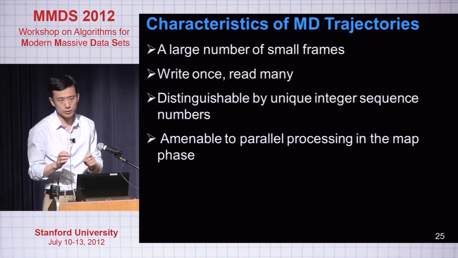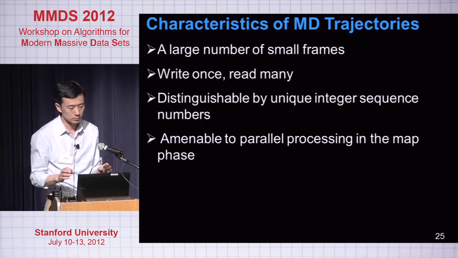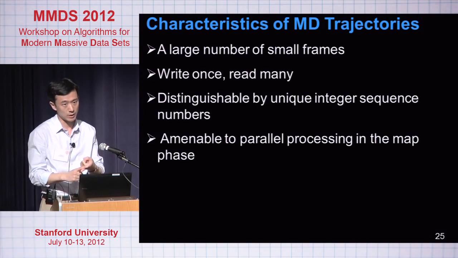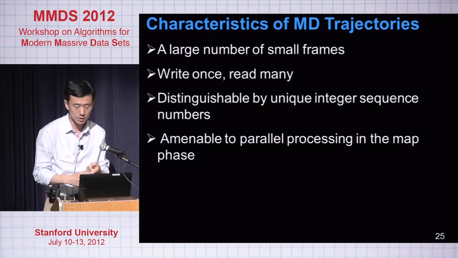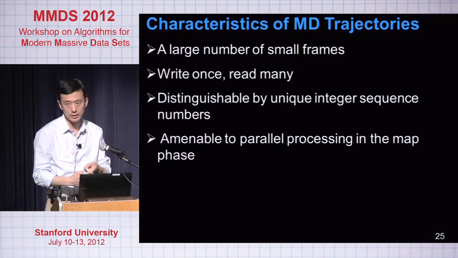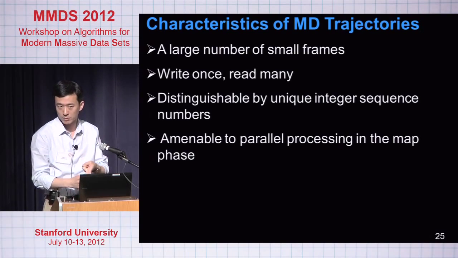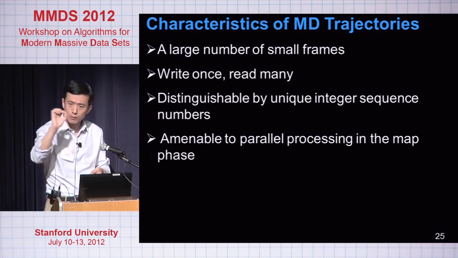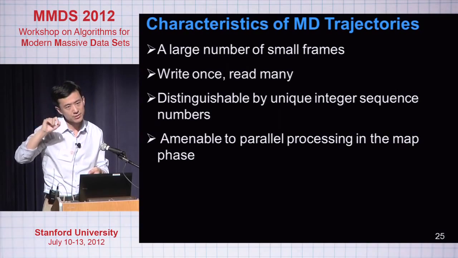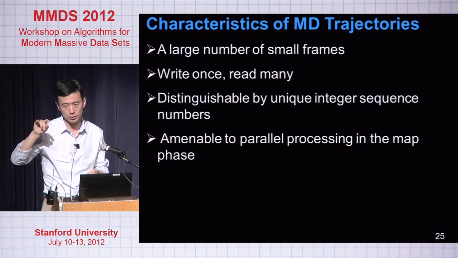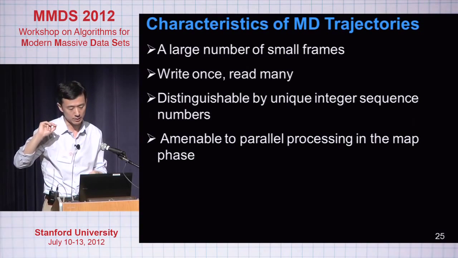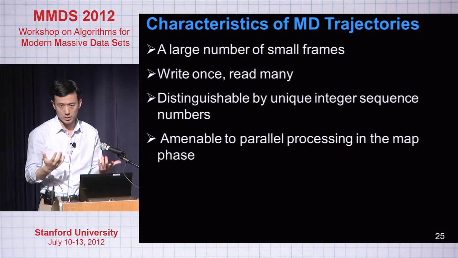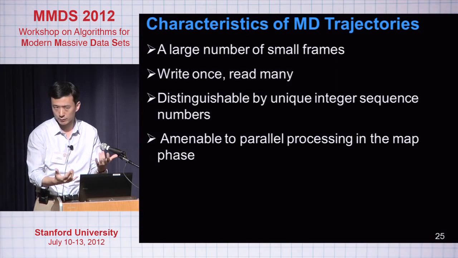So in order to solve this problem, we observe a number of characteristics of the MD trajectory. First, we have a large number of very small frames. Second, these are write once, read many. You don't really change the position of the atoms by yourself. And third, you can actually distinguish the different frames using the path name of the directory where the frame is stored and the sequence ID in that path name. So it just becomes obvious that this is really amenable to the MapReduce type of processing.